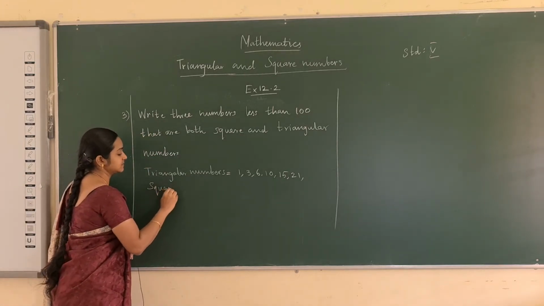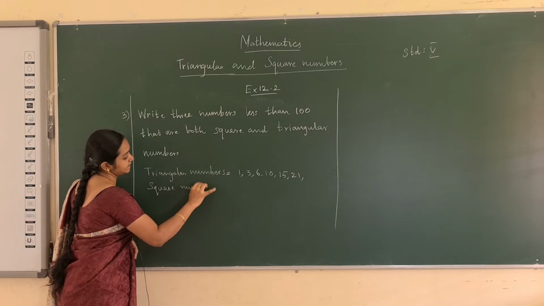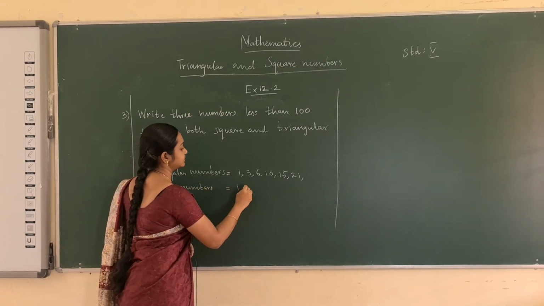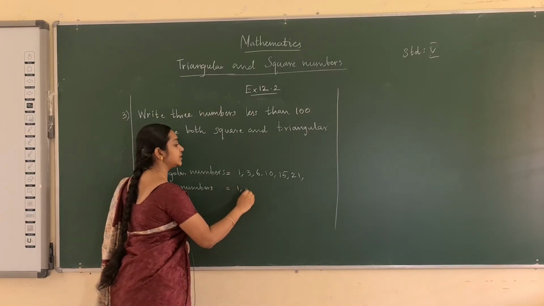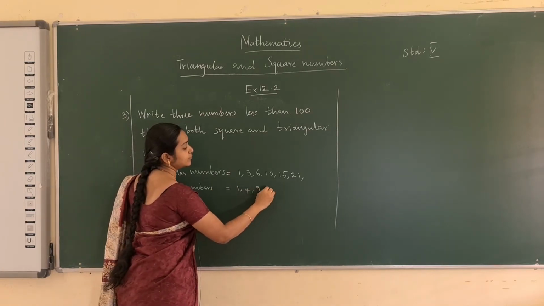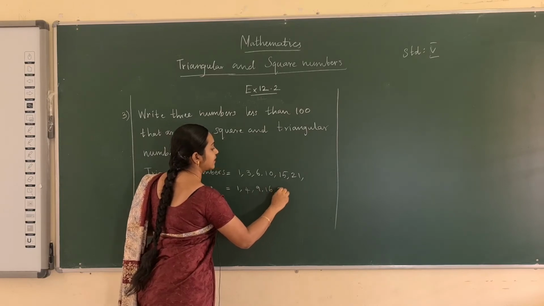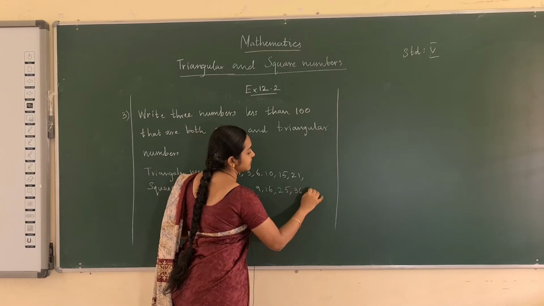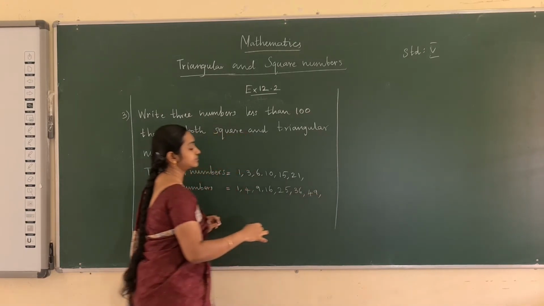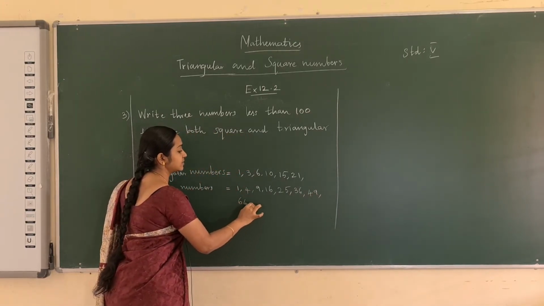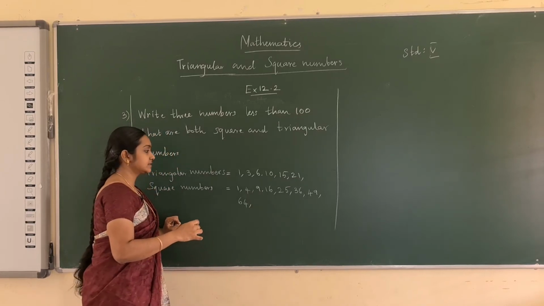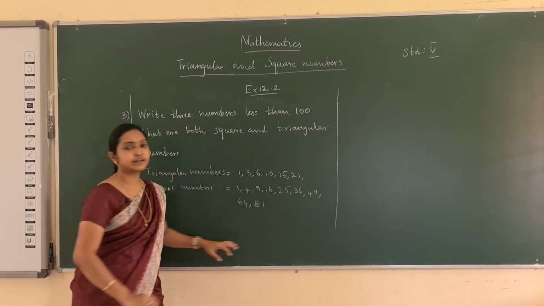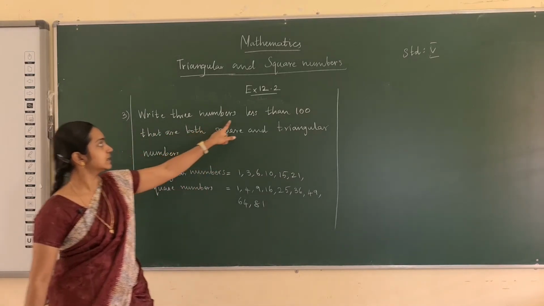Square numbers: one, 2 into 2 is 4, 3 into 3 is 9, 4 into 4 is 16, 5 into 5 is 25, 6 into 6 is 36, 7 into 7 is 49, 8 into 8 is 64, 9 into 9 is 81, 10 into 10 is 100. 100 will not come because we have to look less than 100.